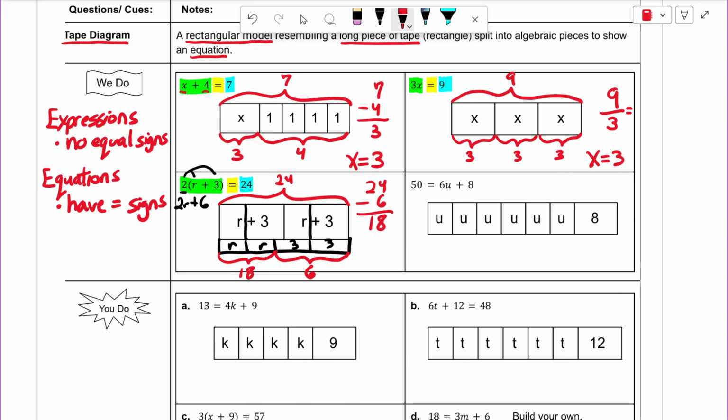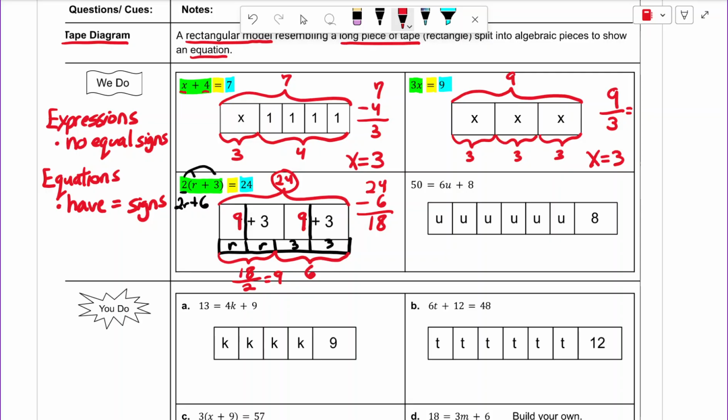Okay? But what is 1 r worth? Well, r is the same number, and if it's all 18, that means you're going to take your 18 and divide it by 2 because you have 2 variables, 2 r's. And 18 divided by 2 is 9. So this r is 9, and this r is 9. And if you go 9 plus 3 is 12, and 9 plus 3 is 12, and 12 plus 12 is 24. So that's how you work with those distributive property problems.